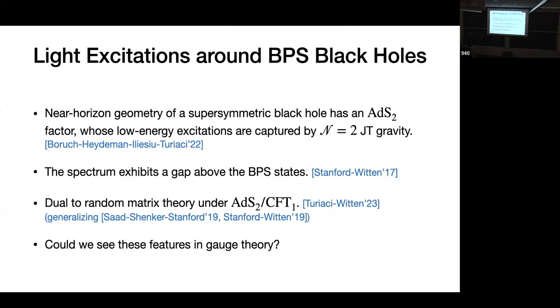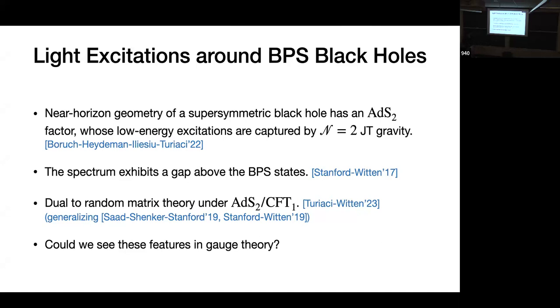One very interesting characteristic of this spectrum is that it has a gap above the BPS states. The spectrum contains both BPS and non-BPS states, and the BPS states are basically the ground states in this N=2 JT gravity. Above this ground state there's some gap, and then you have some non-BPS states. This spectrum in N=2 JT also follows from random matrix theory under the AdS2/CFT1 correspondence.